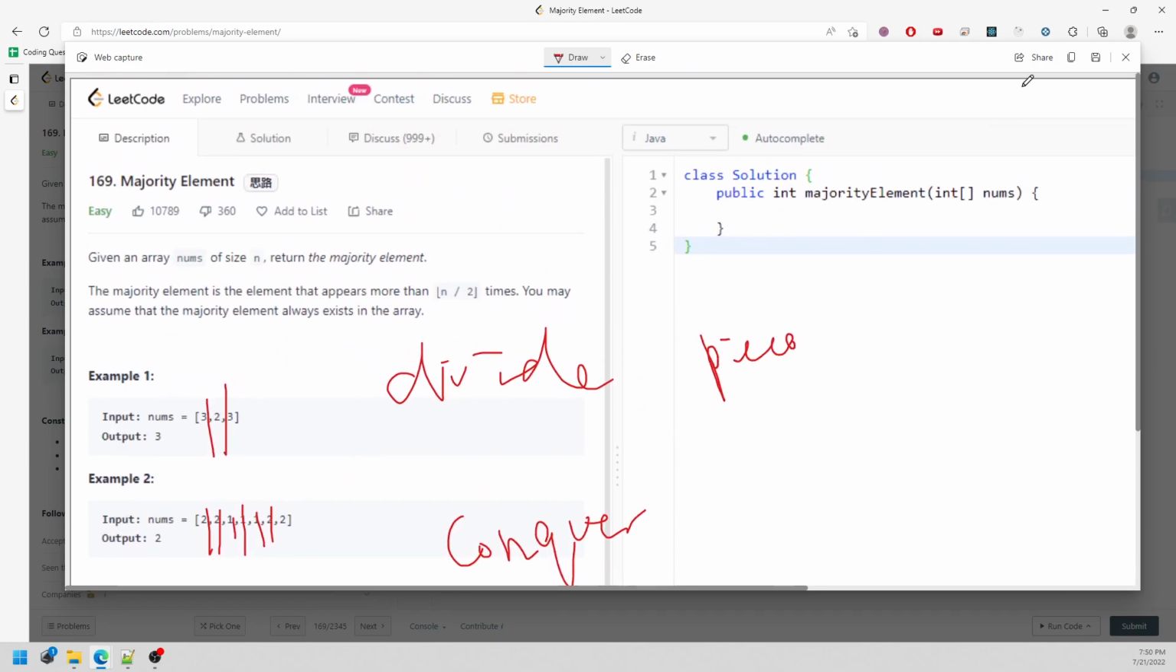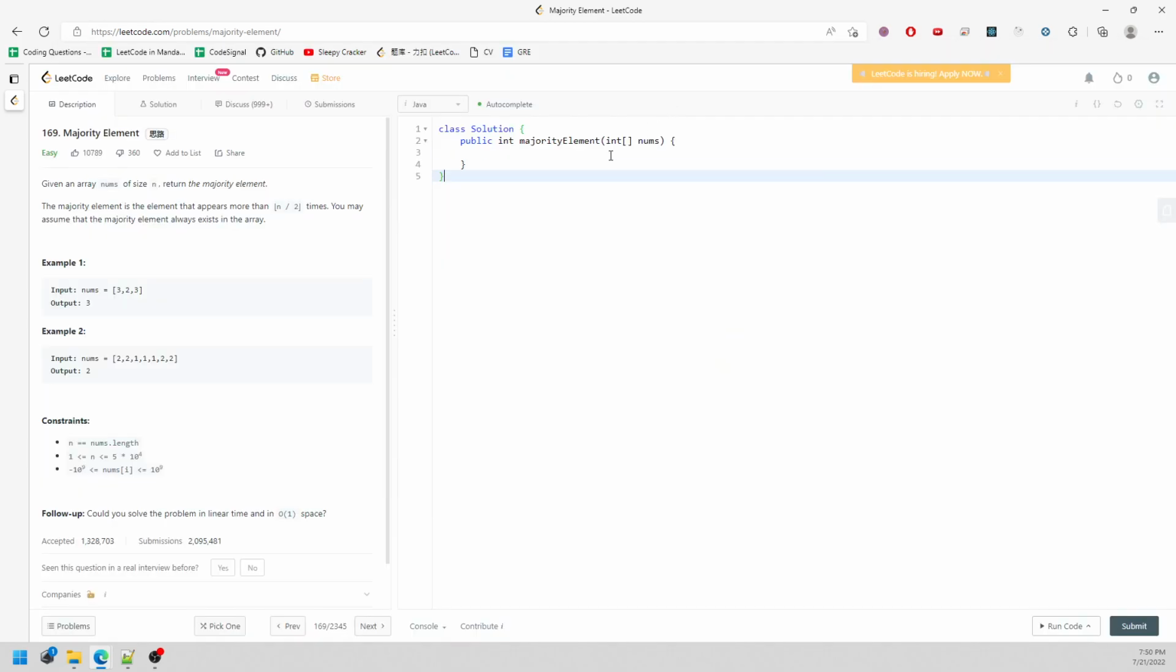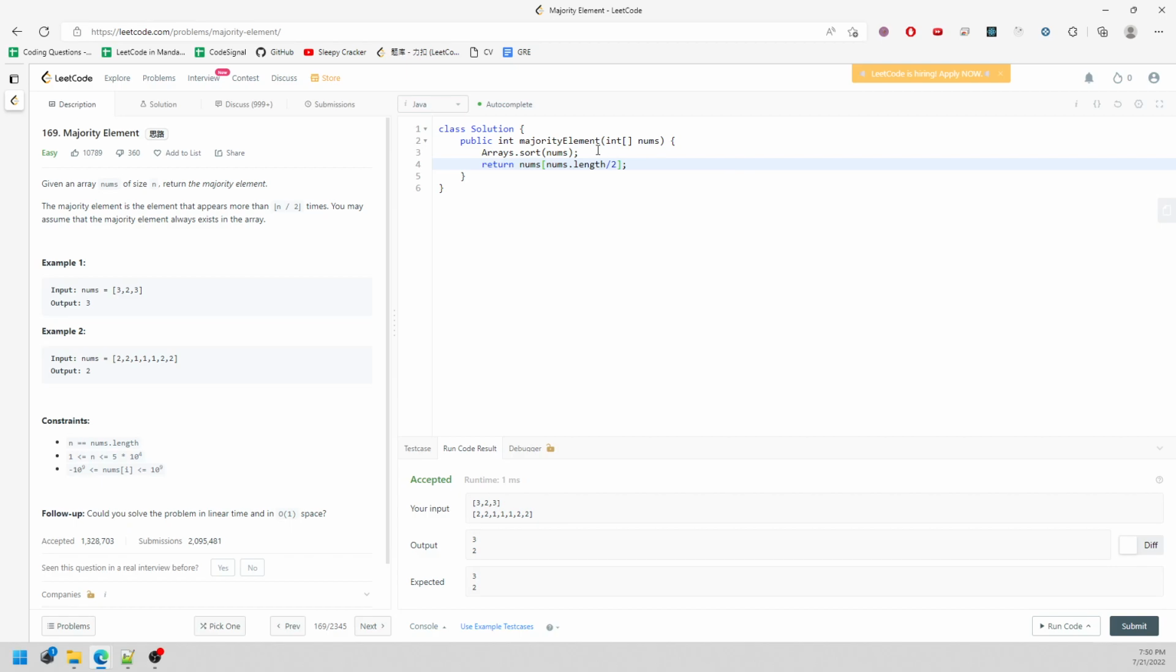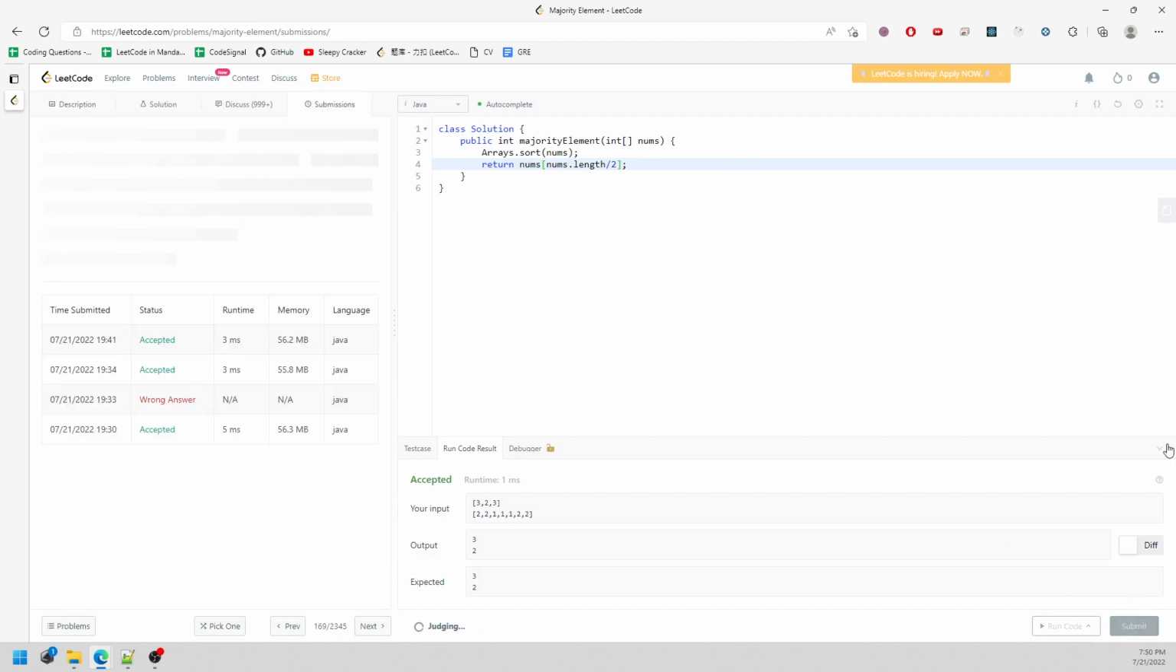So this is it. Let's just start coding. I'm going to start with the easy one. So I sort the nums array, and I just get the half of it, so the half index of the array. Then submit.